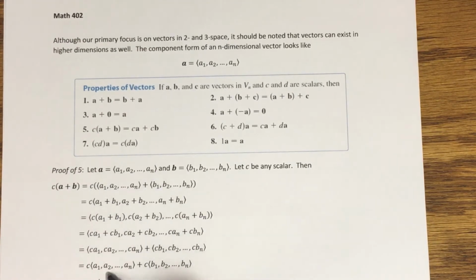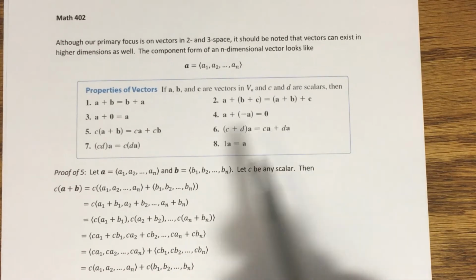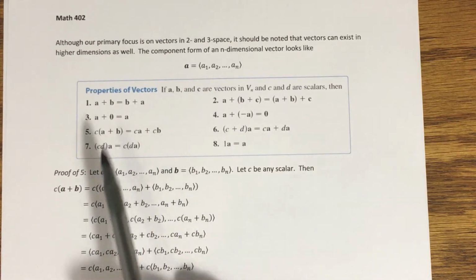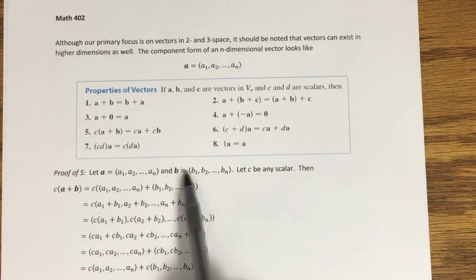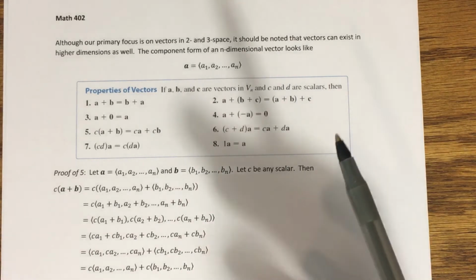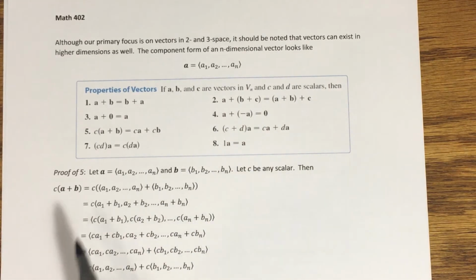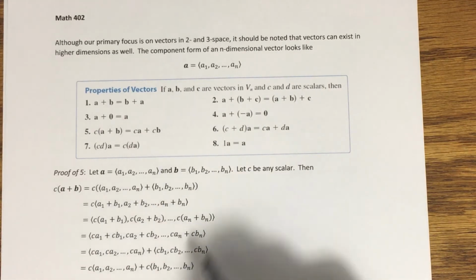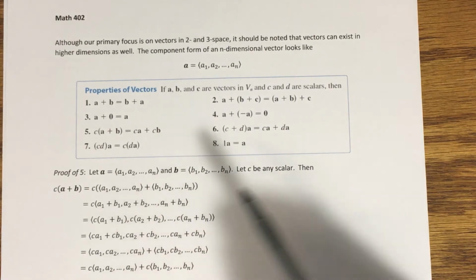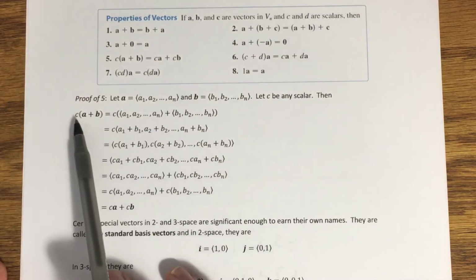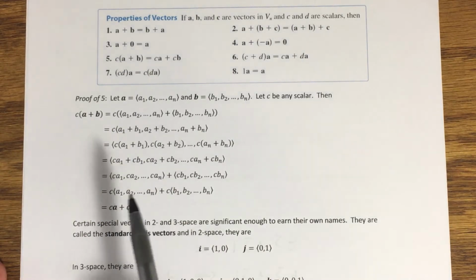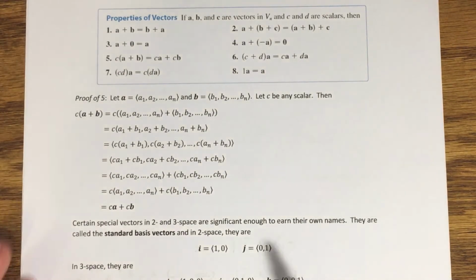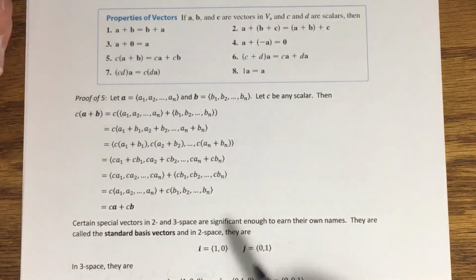Now I'm actually going to skip past this proof. I'm going to let you read this if you like. This is a proof of the 5th property right here that I wrote out, multiplying a scalar times a sum of 2 vectors. It's basically just saying let A and B be n-dimensional vectors, and here are their component forms, and then showing that using those component operations that we talked about, you can show that C times (A plus B) is equal to CA plus CB. But you go ahead and read through that, make sure it makes sense to you. It's kind of messy to go through.